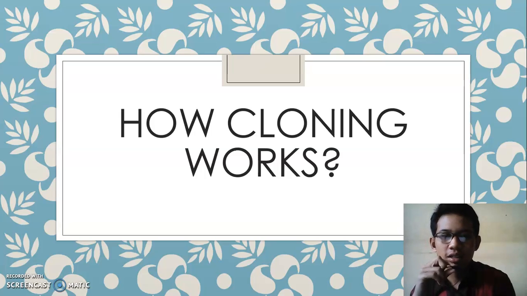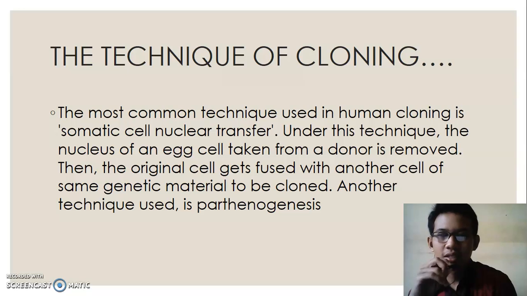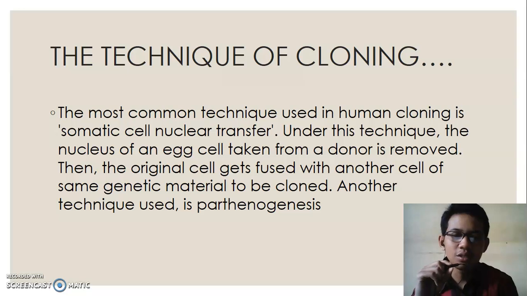And how exactly does cloning work? The technique of cloning. The most common technique used in human cloning is somatic cell nuclear transfer. Under this technique, the nucleus of an egg cell taken from a donor is removed. Then the original cell gets fused with another cell of the same genetic material to be cloned. Another technique used is parthenogenesis.